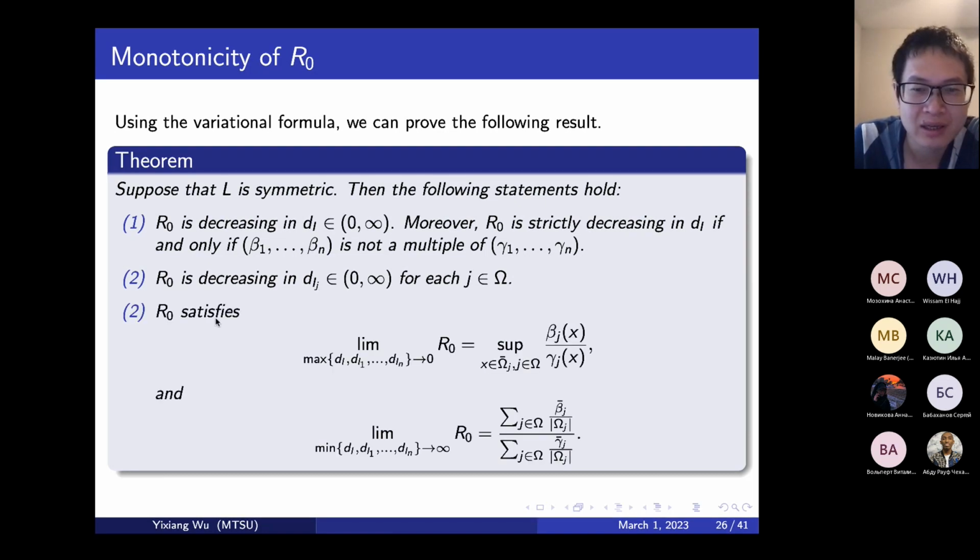And we can compute the limits of R0. When the movement rates are small, R0 converges to the max. And when the movement rates are large, R0 converges to some kind of average of the local reproduction numbers. So that means R0 is really between these two expressions.